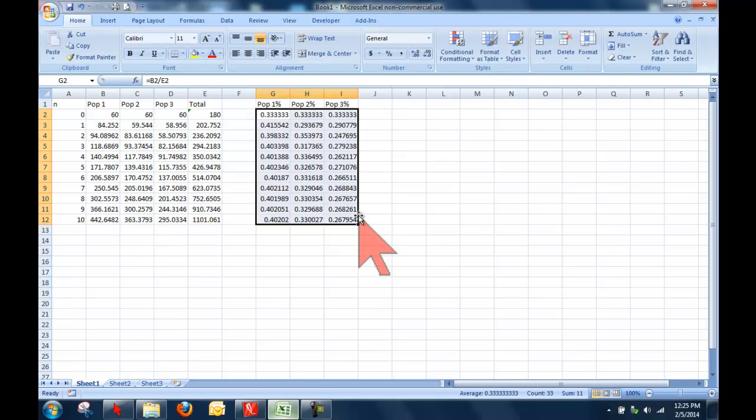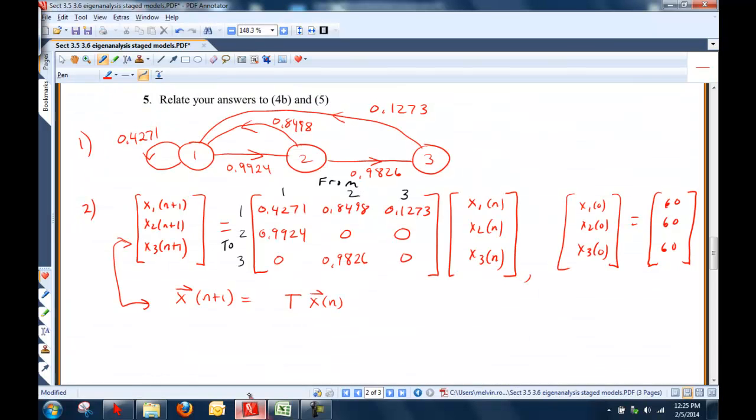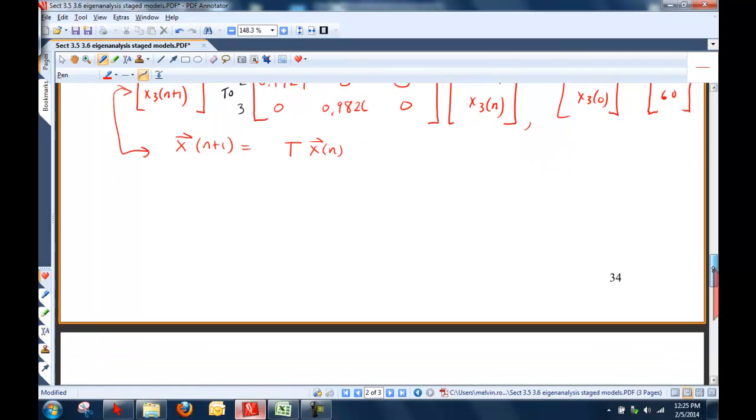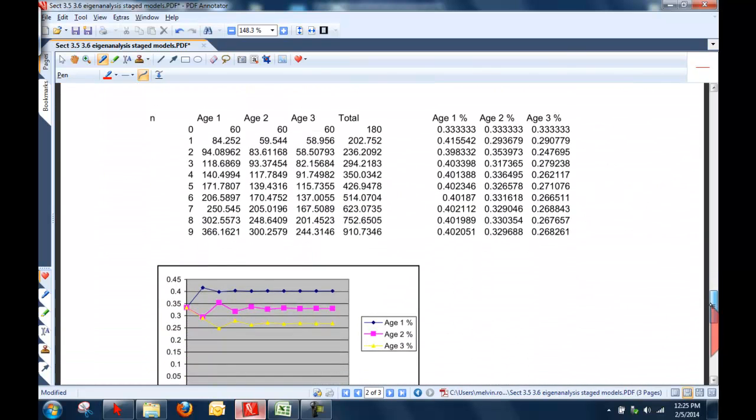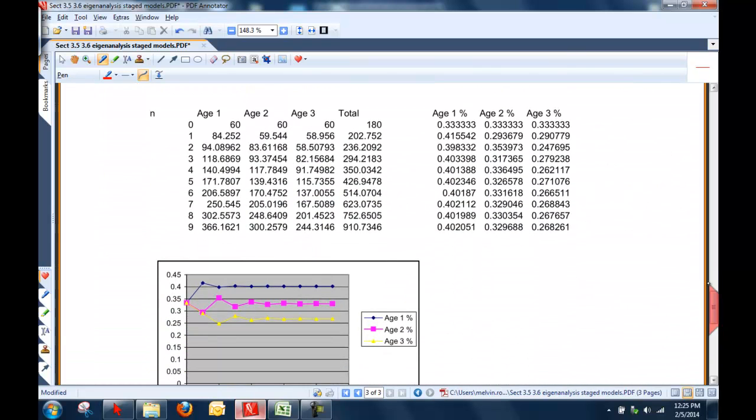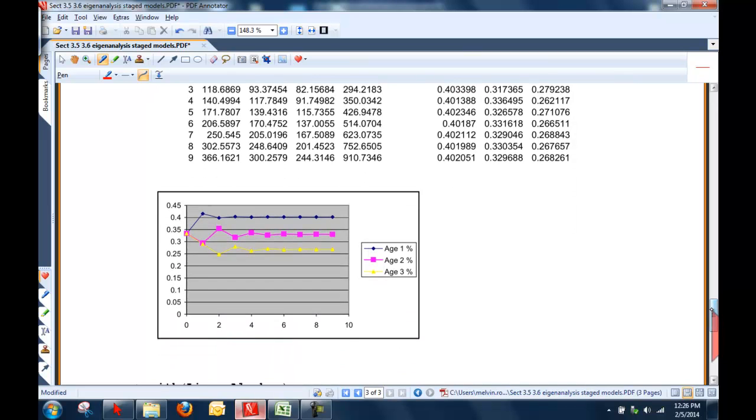Let's see if we can predict that information from the theory. On the next page of the notes, actually, I have done just what I did in this spreadsheet and generated these numbers. I also went ahead and generated a graph of the proportions, just for emphasis to show that clearly, though the populations are growing, the age distribution proportions are stabilizing.